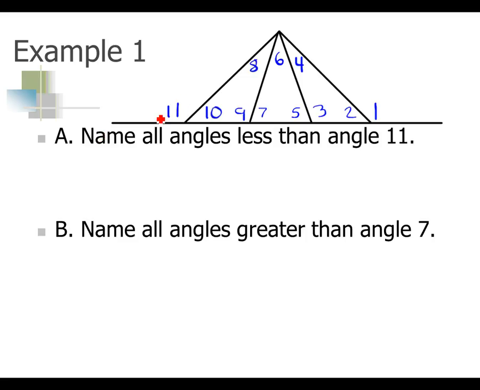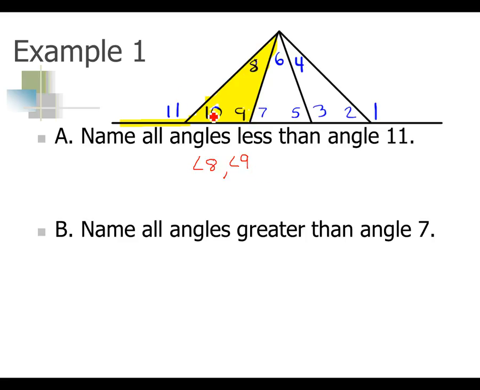So angle 11 is in the exterior, so we're going to look for any angles that would be considered remote interior. What I like to do is highlight this, so that way I'm looking at just one of these triangles at a time. So I'm currently looking at the triangle that has interior angles 8, 9, and 10. Angle 11 is formed by extending that side out, so it would be an exterior angle of that triangle. So we would say that angle 11 would have to be greater than both angle 8 and angle 9.